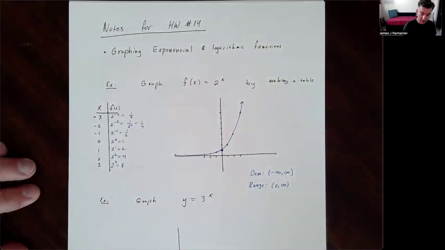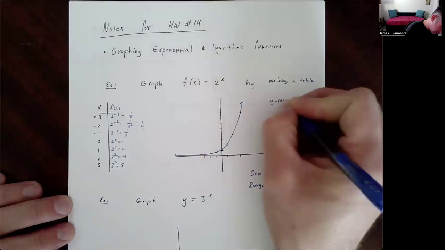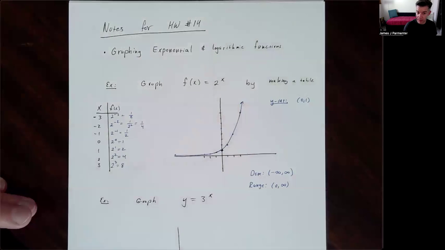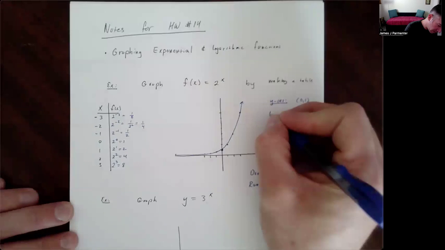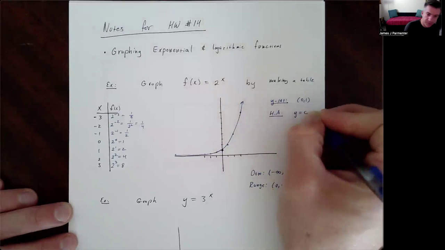Finally, some of the features of this graph. We have a y-intercept at the point 0, 1. We don't have an x-intercept, right? Again, because this graph can never equal 0, right? 0 isn't in the range. You'll never be able to touch the x-axis. And then lastly, this graph has a horizontal asymptote at y equal to 0.